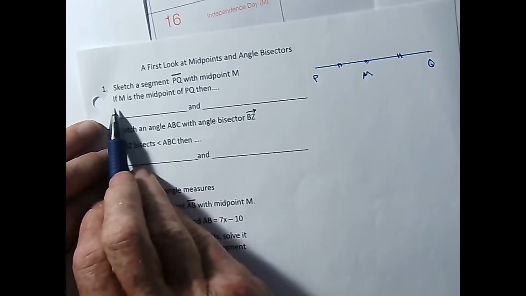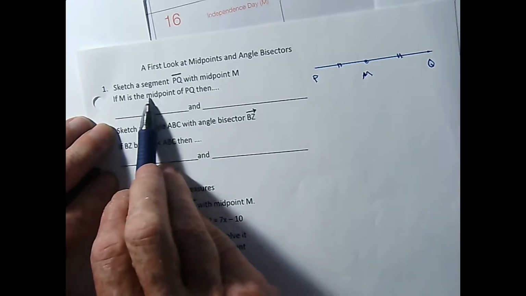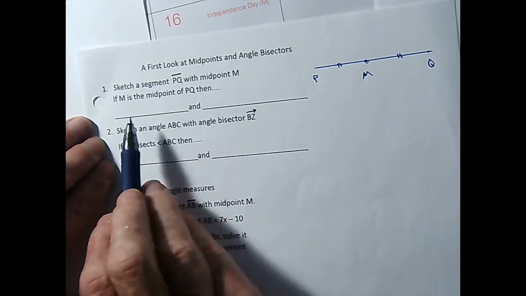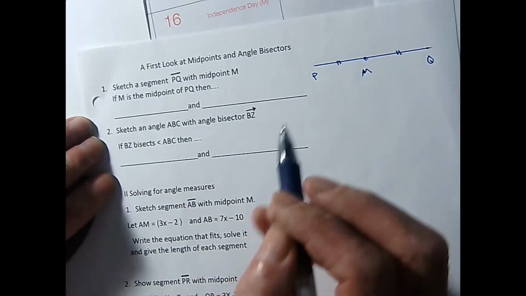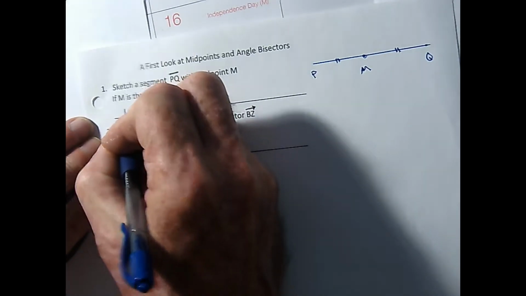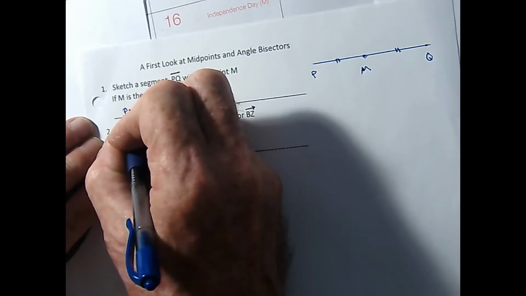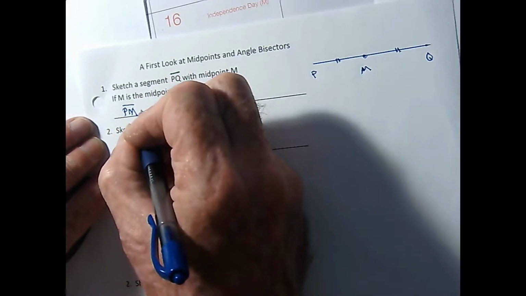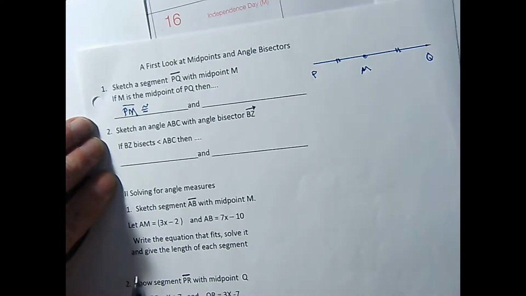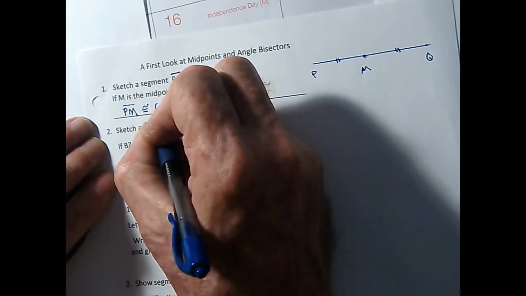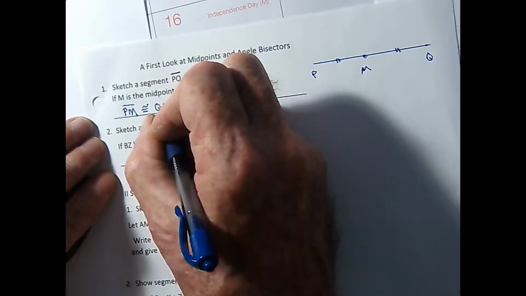There's a conditional statement here. If M is the midpoint of PQ, then apparently there's a couple things I must know to be true. The first one, and an obvious one, would be that PM is congruent, therefore equal in measure, with MQ. I wrote QM, but that'll be just as good.